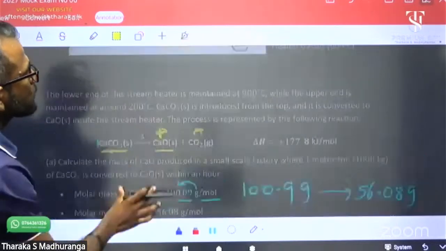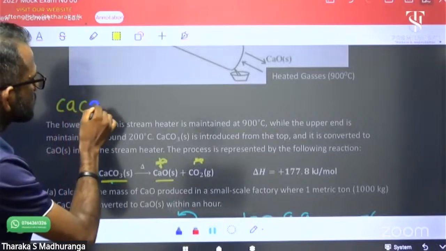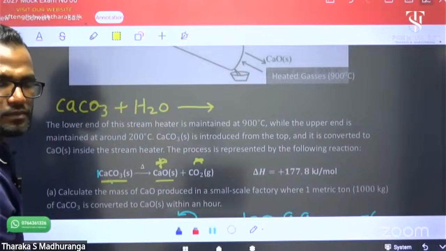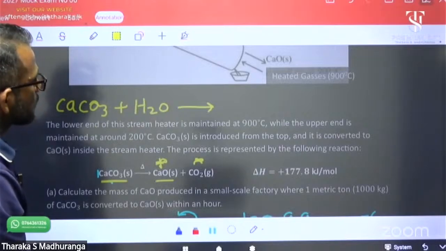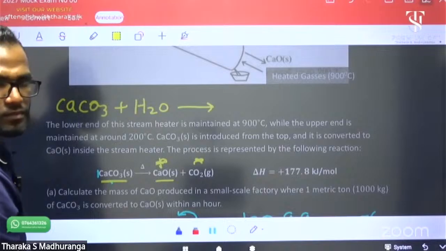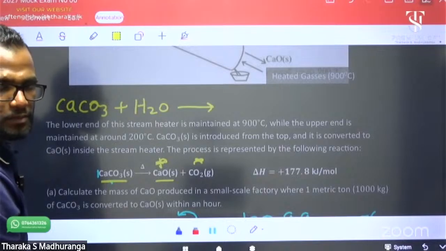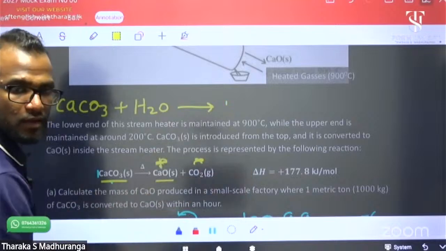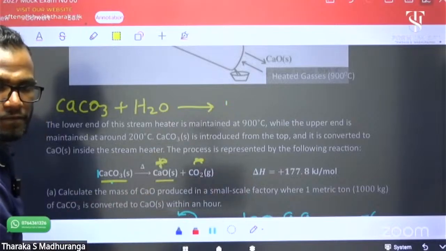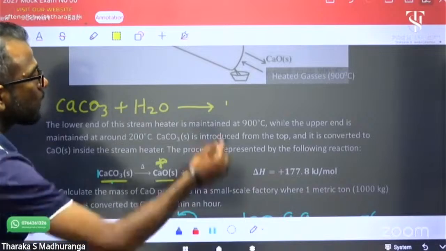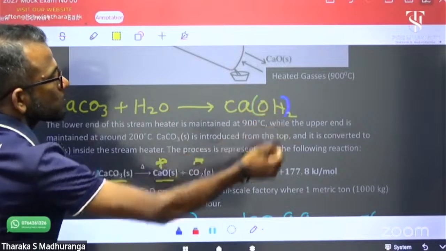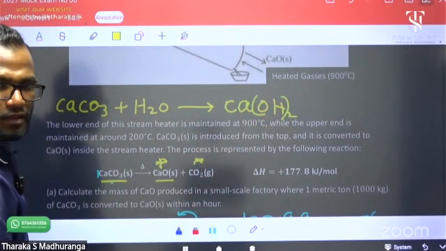If we do it this way, calcium carbonate reacts with water, then what are the products? Calcium carbonate reacts with water, then calcium hydroxide is formed. Calcium hydroxide.